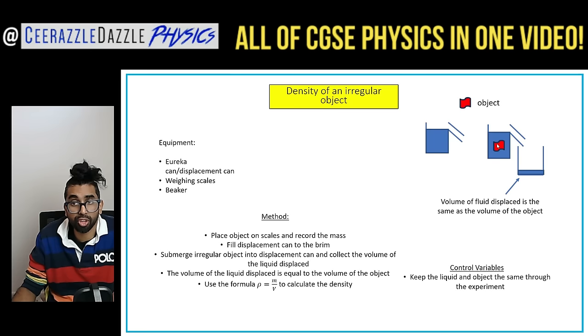Okay, so now you've got the volume of it. In order to work out the mass, you just simply place it on a set of scales. So therefore you've got the mass by placing it on a set of scales. You've now got the volume, simply measure this volume over here. Therefore you then use the formula, density is mass over volume, and then you've got your density of an irregular object.